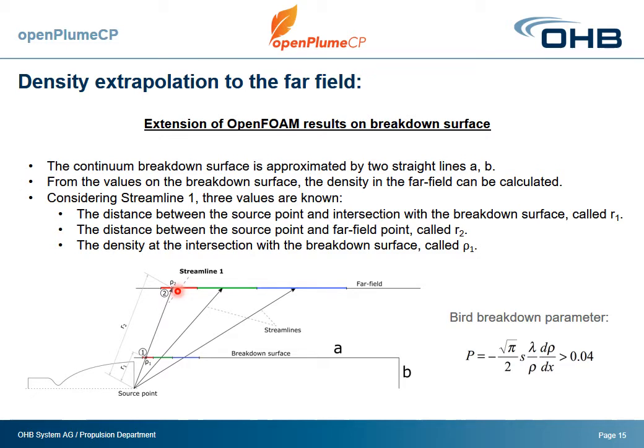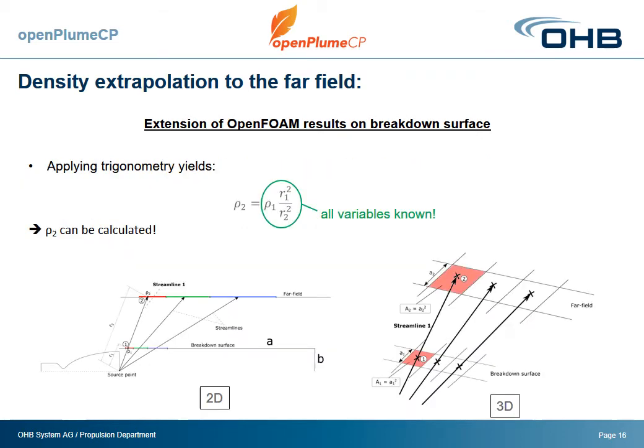Basically, first we take the breakdown surface. We have this length with A and B. Here we are talking 2D. The 3D, which I will show later, is much more complex to model. But for this 2D approach, for linking OpenFOAM to the ray tracing, we choose something a little bit more simplified based on a physical parameter that makes sense, which is the Bird breakdown parameter. We apply trigonometrical formulas then to calculate the density in the far field.